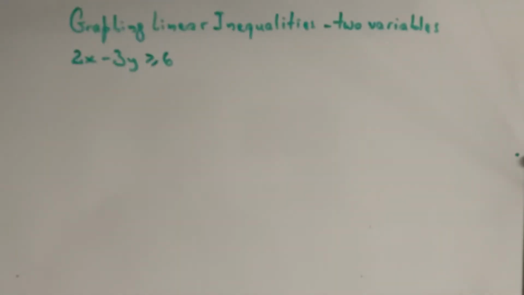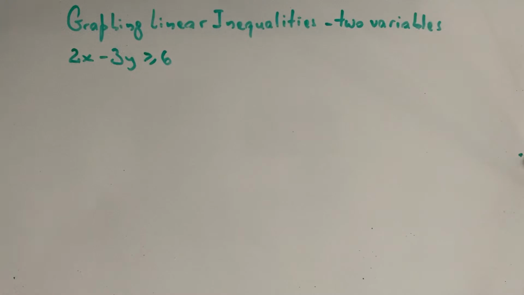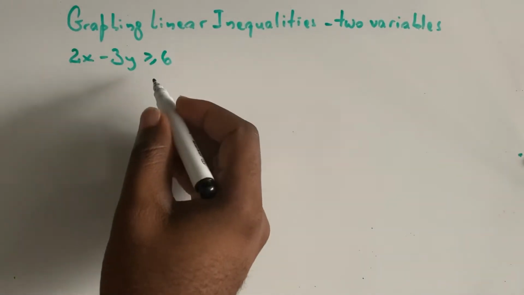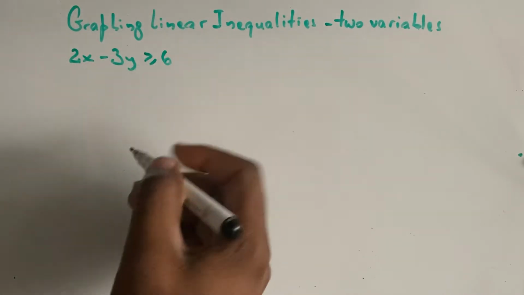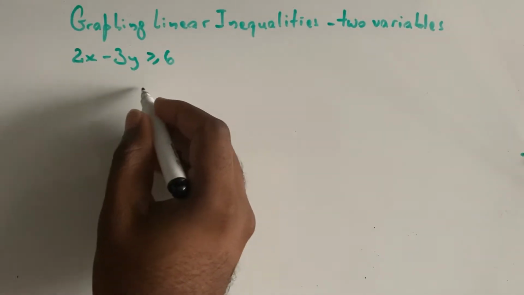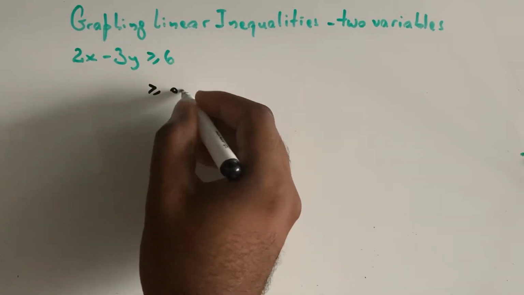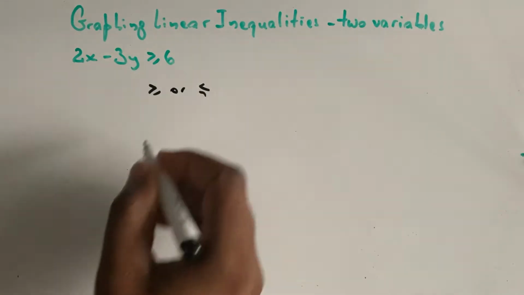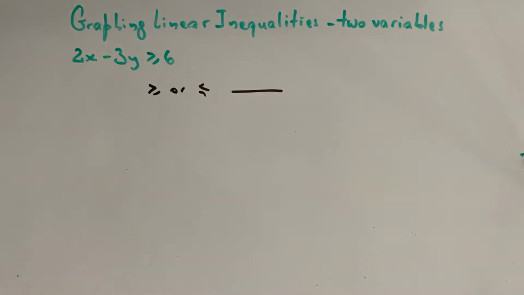Hello, in this video I'm going to show you how to graph a linear inequality in two variables. The first thing to know is that anytime you have greater than or equal, or less than or equal, you actually have to use a solid line when graphing.